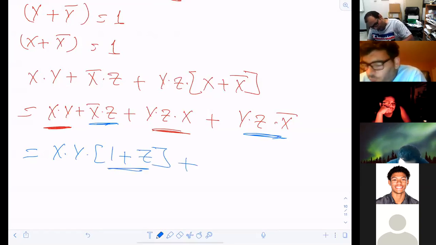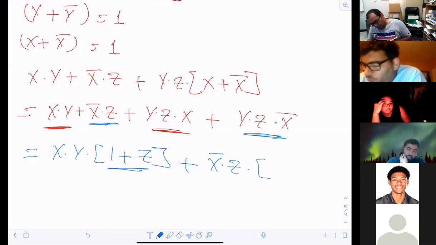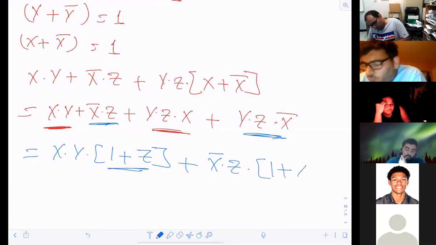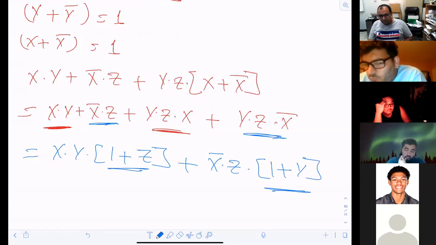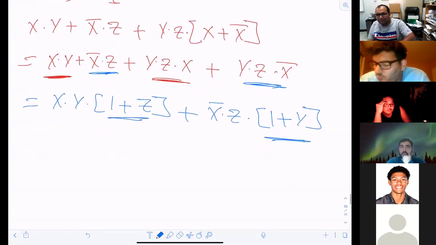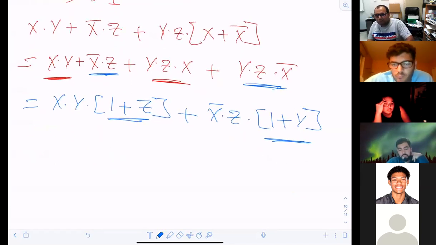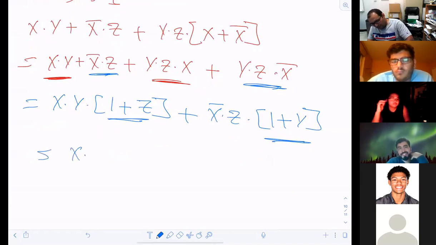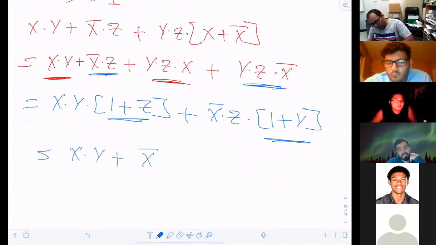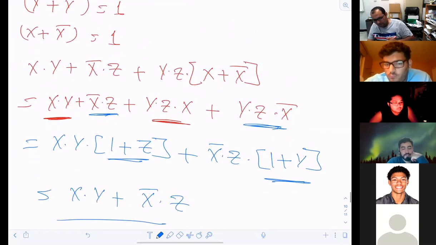Then from there, we can take the X, Z, and literally we can say bye-bye Y. So the circuit from expanding it, I squeeze it like a sponge. So now it's X, Y, ORed with the X complement Z. Fun, right?